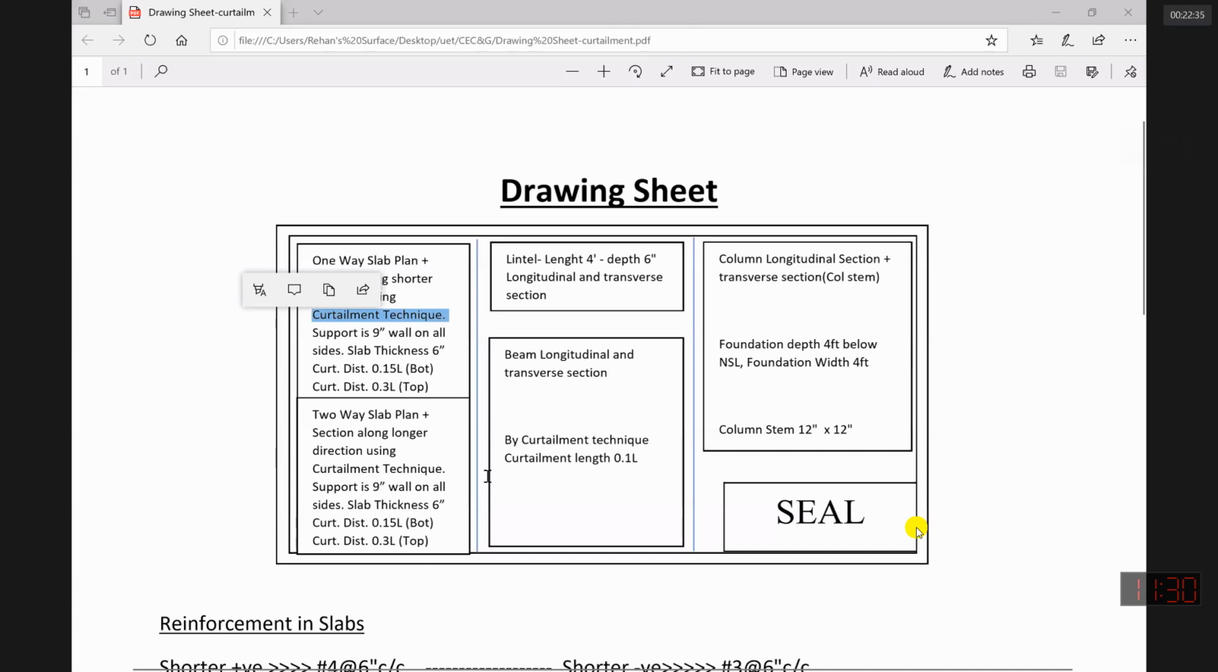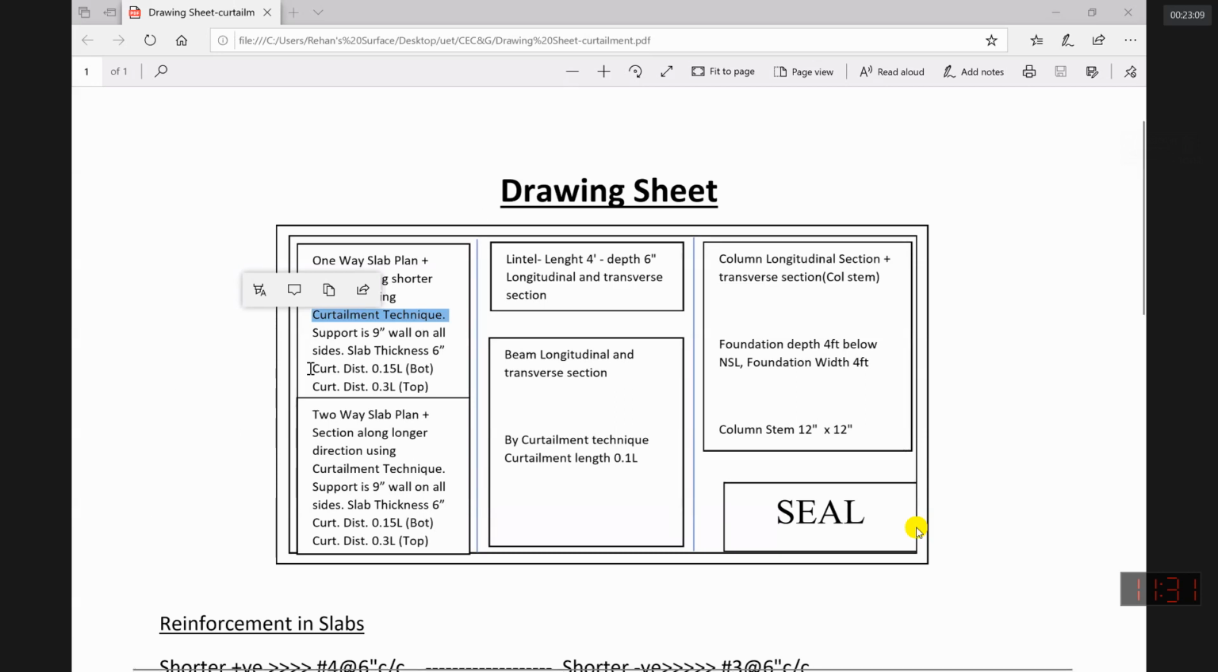Okay. So we were discussing curtailment and bent up. Curtailment and bent up is used for saving the steel in the reinforcement, saving the steel in the concrete. Curtailment means to cut the steel bar where they're not required, and bent up means that the bottom layer steel is given a bend and brought to the top layer just in order to save the steel, right?